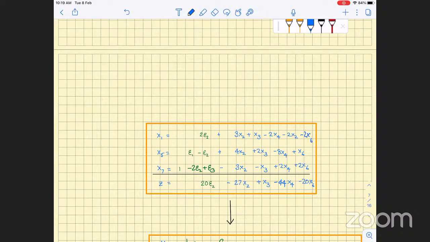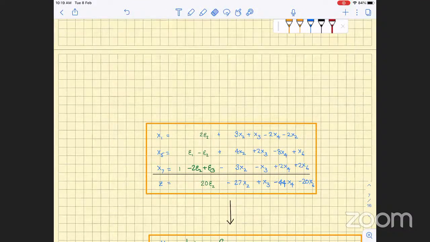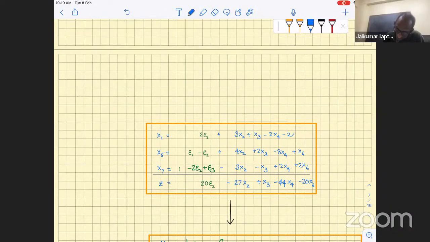Oh no, Jaykumar, you wrote a minus 2x2 there. That should have been minus 2x6. That's all. This minus 2x2 I wrote twice. Yeah, I'm sorry, I'm so bad at this. Exactly, that should be x6. Okay.